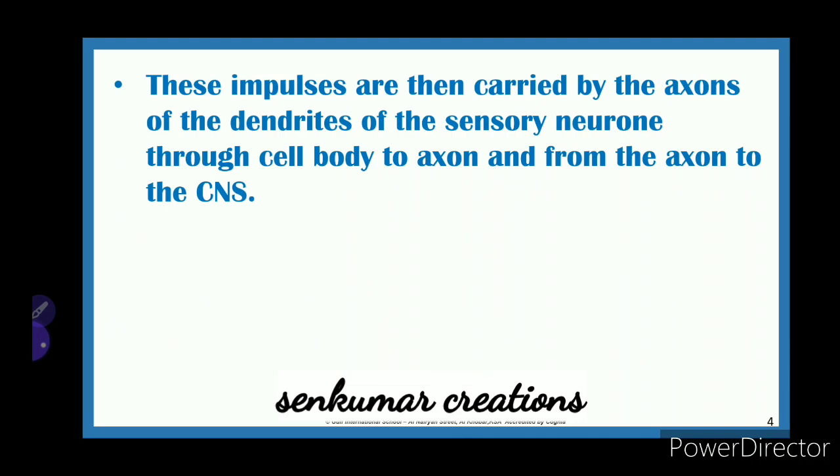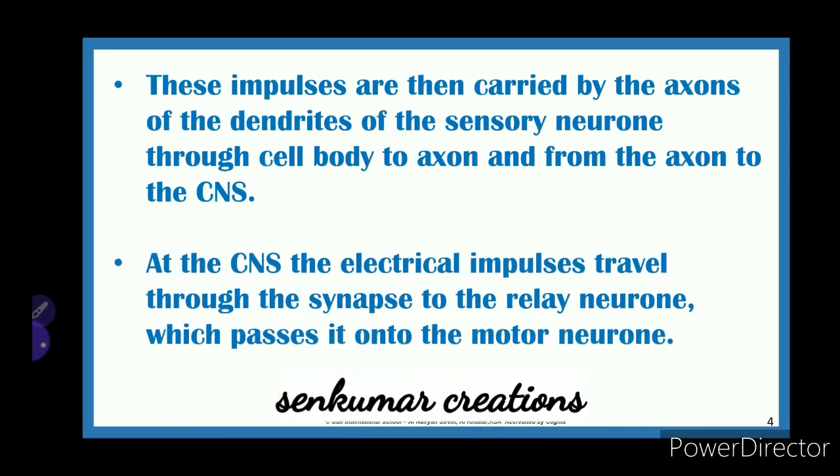So these impulses are carried by the dendrites of the sensory neuron through the cell body to the axon, from the axon to the central nervous system. Okay, and at the central nervous system, the electrical impulses travel through the synapse to the relay neuron, which passes it on to the motor neuron.